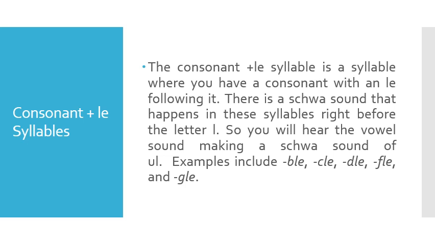There is a schwa sound that happens in these syllables right before the letter L. So you will hear the vowel making a schwa sound before the L. For example, includable is an example of the schwa sound. Able, table, cattle. You hear the schwa sound at the end, before the L. This makes the LE syllable.